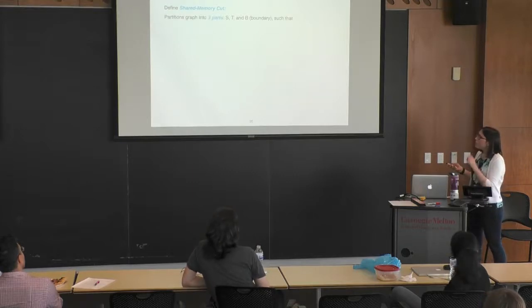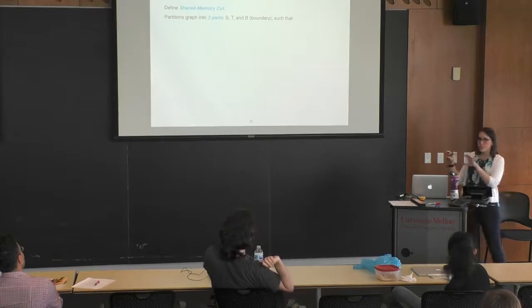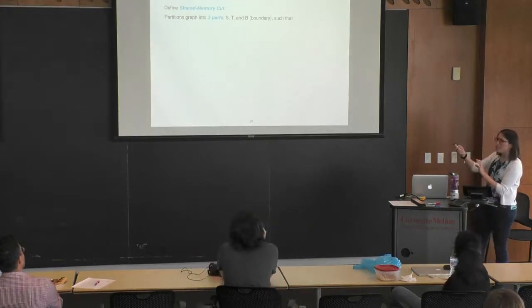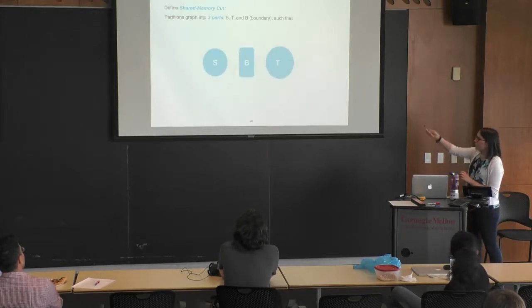And the idea there is that we're going to have a normal cut, but instead of partitioning into two parts, we partition the graph into three. We're going to call them S, T, and the boundary, B. All right? And so these are our parts. And the constraints are these.